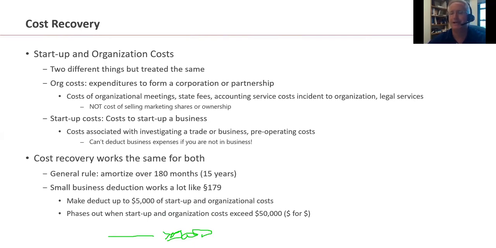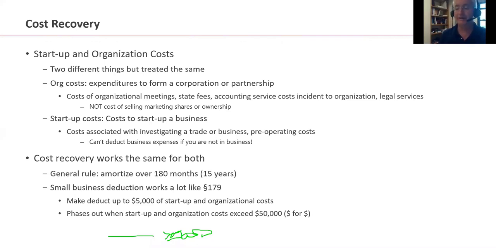So the first part is the code says, you know what, we'll let you deduct up to $5,000 worth of startup and organizational costs. So if you have to go pay your lawyer $3,500 to get you incorporated, you go to LegalZoom.com and you get your articles of incorporation written up and some corporate bylaws written up and you file them with the state and that costs $3,500, we'll let you just go ahead and deduct that $3,500 because we're looking out for the small business guy and we want to make sure that he's covered and that he can deduct those costs. But the design behind that expensing is it's only for small businesses.